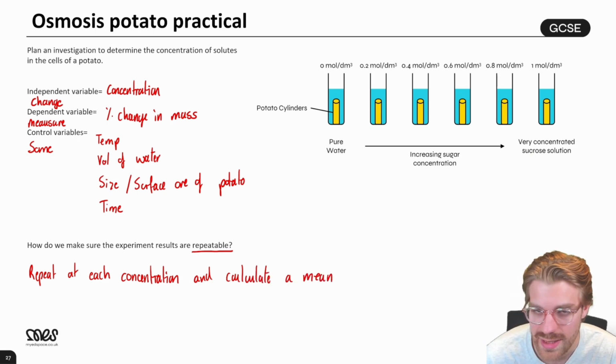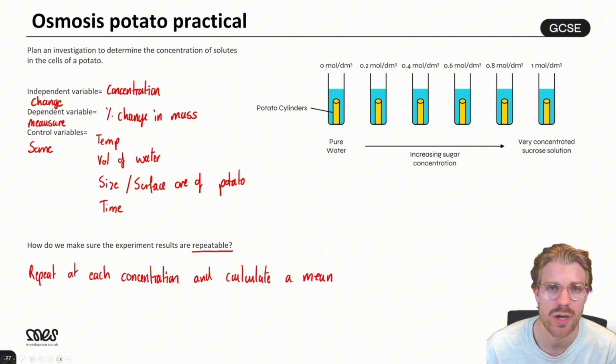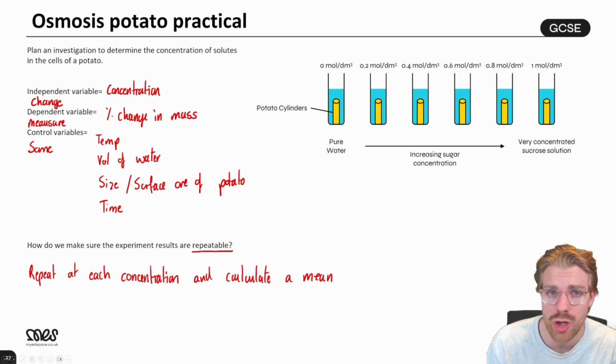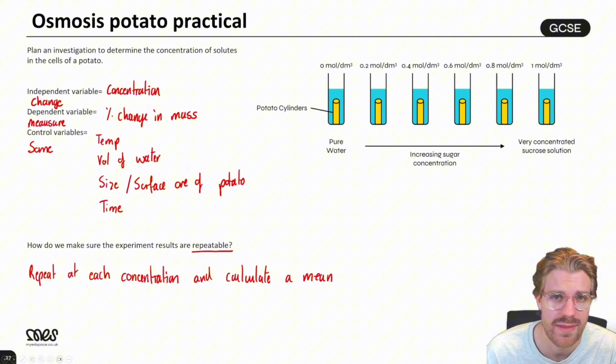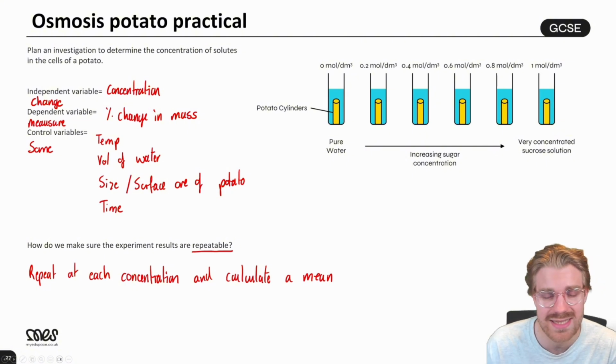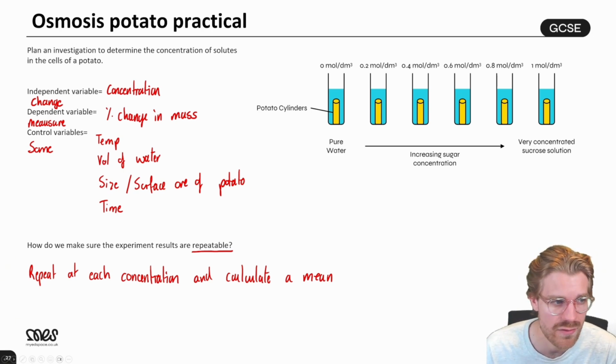And when we calculate a mean value, we are then going to potentially remove anomalies before we calculate that mean as well. An anomaly is an outlier from the data. It's something that doesn't match the trend or the rest of the data. We also want to improve the validity of our experiment.